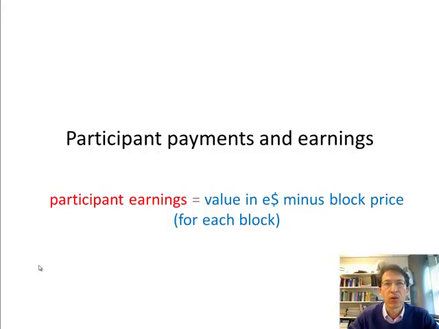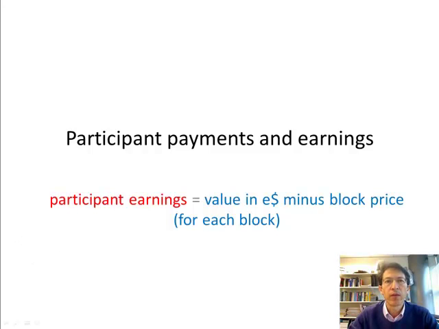Participant payments and earnings. Participants whose bids are accepted will receive their value in experimental currency, that is, $E, for each block minus the price that they pay for the block, which is determined as follows. The price paid by participants whose acquired blocks are assigned an L characteristic is simple. It is the calculated market clearing price for that block.